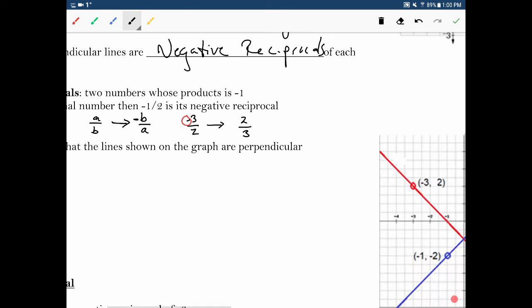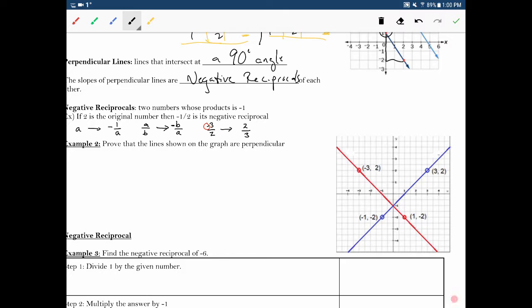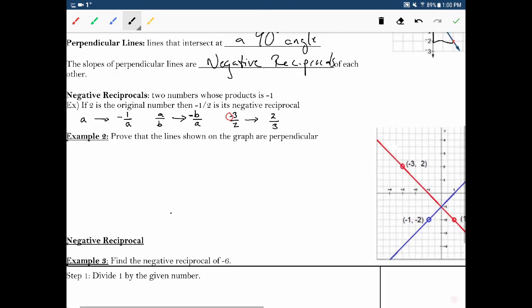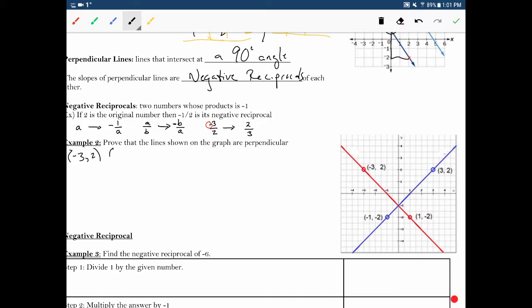Okay, so we're going to show that these two lines over here are indeed perpendicular. So I've given you 2 points on each, so we're going to find the slopes. Okay, so hold on. Let me write the slopes down over here so that I can see it while I'm doing it. -3 over 2, and what was the other one? 1, negative 2.